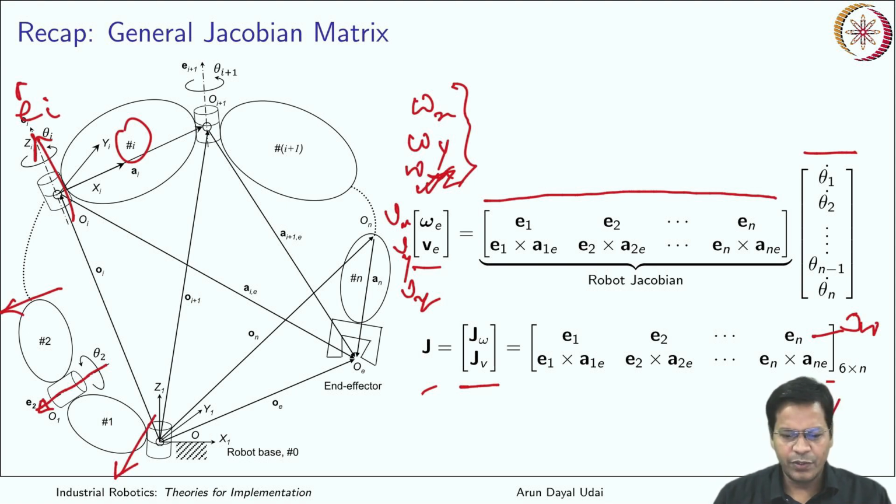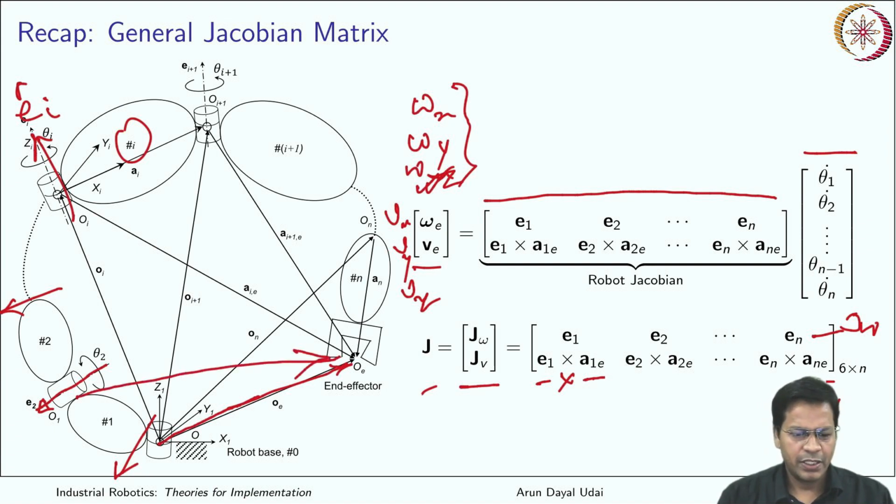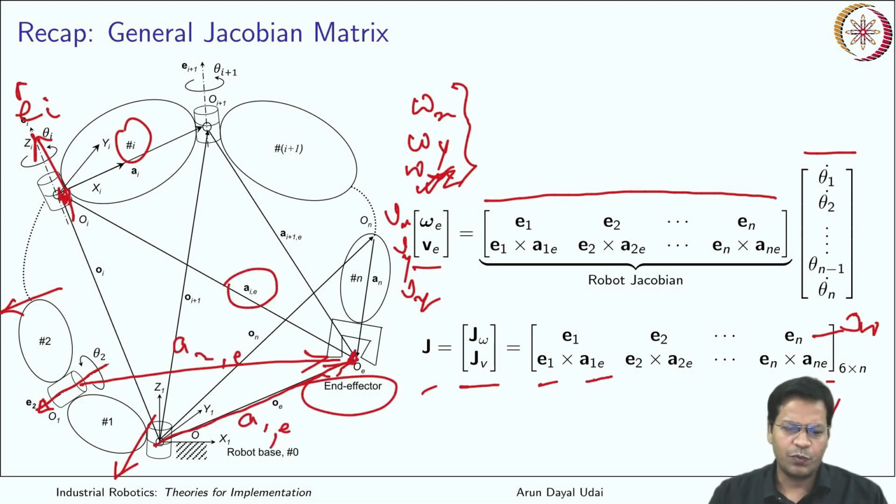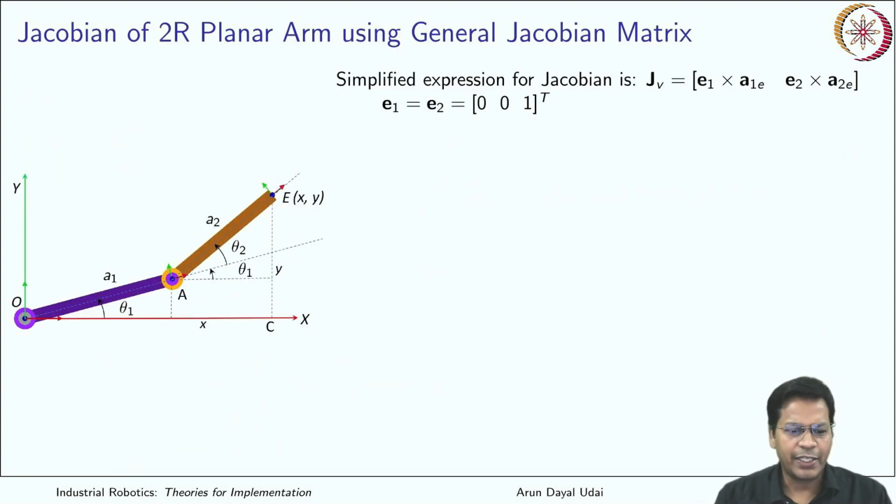And then you have the e_i cross a_iE cross product. So what is that? a_1E is the position vector that connects like this. So this is 1 to E. Then you have 2 to E. Then you have a_i to E. Likewise, it will continue. So you understood what the general Jacobian matrix is. Let us use this and see if we can calculate the 2-DOF planar manipulator Jacobian using the general Jacobian matrix.